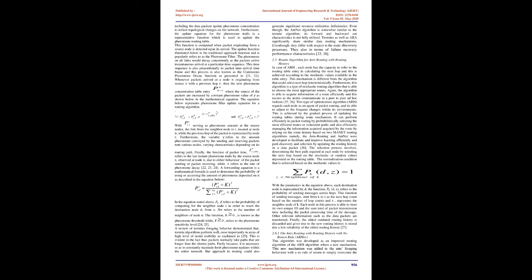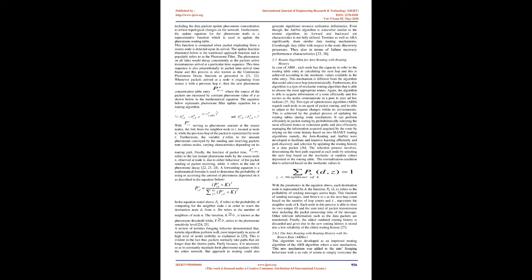A review of termites' foraging behavior demonstrated that termite algorithms perform well, most importantly in areas with a high level of nodal mobility, as explained in 25. This is evident in the fact that packets normally take paths that are longer than the shorter paths, partly because it is necessary to constantly maintain fresh pheromone updates within the entire network. But this approach to routing could also generate significant resource utilization deficiencies.